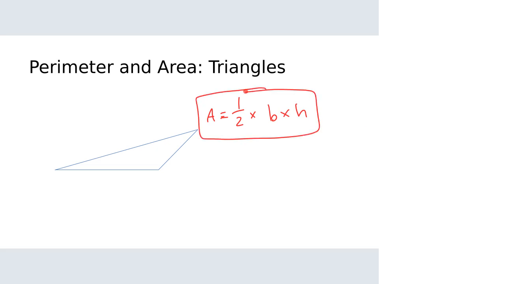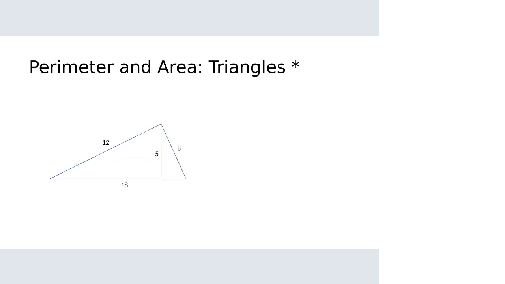For the perimeter, we're going to add up all the sides. For the area, it's going to be 1/2 times the base times the height. Let's take a look at one. I want you to find the perimeter and the area of that triangle, keeping in mind that the formula for the area of a triangle is 1/2 times the base times the height. I'll set up a poll for this and let you try it.